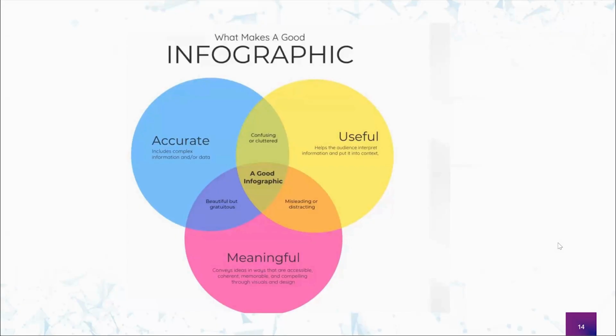In this case, we already covered it. Your infographic should be accurate, it should be useful, and it should be meaningful. And in between, you are going to find, what happens if it's accurate but not useful? It means it's confusing or cluttered. In this case, if it's useful and meaningful, it means it's misleading or distracting. Accurate but not meaningful means you are somewhere in between here. So obviously you need to be in the sweet spot where it should be accurate, useful, and also meaningful.